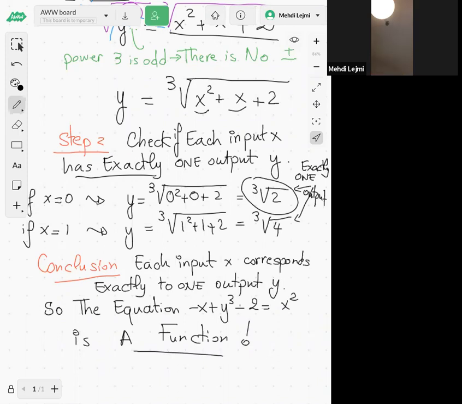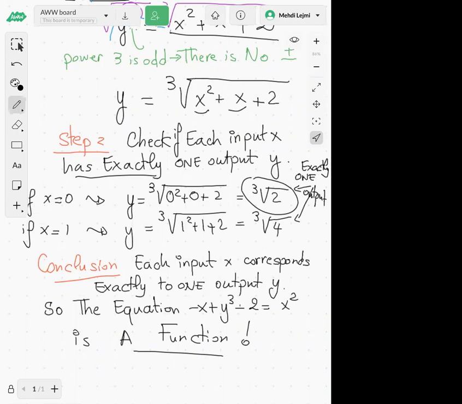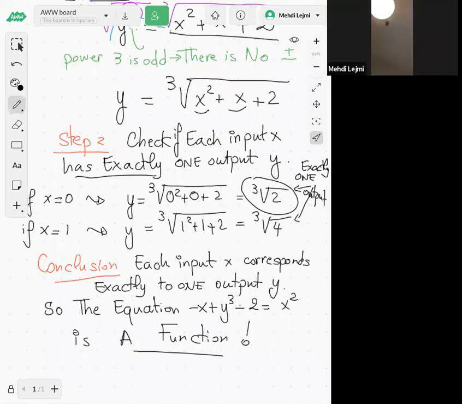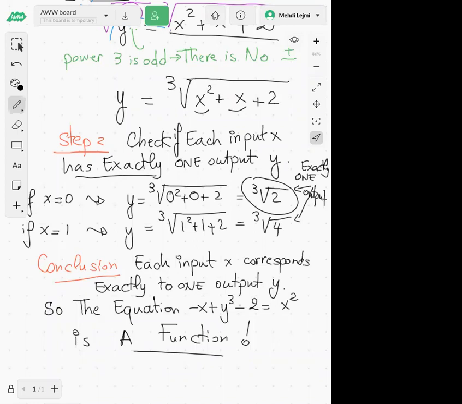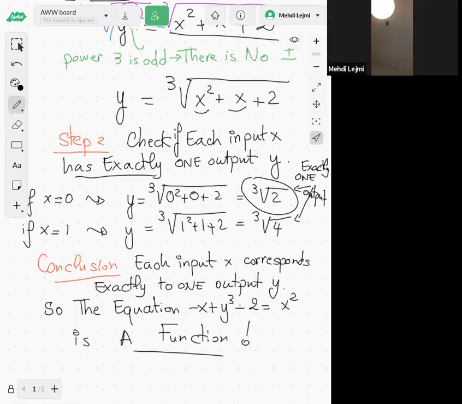Any question, guys, about this example? Are we only finding the y-intercept? Or are we doing both? No. Here we are not doing the y-intercept. The y-intercept is going to be another story, right? So here, in the first step, I'm solving for y, the variable y. Okay. First step, solving for y. Second step, I'm going to just check if each input x has exactly one output.